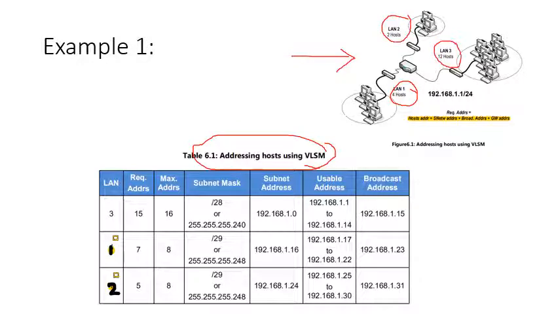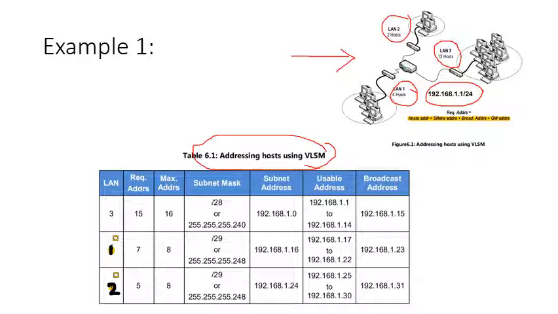Okay, based on this requirement, you are a network administrator and you are given the address 192.168.1.1/24. You are required to provide an IP addressing scheme to accommodate this network requirement, which has different sizes of network.